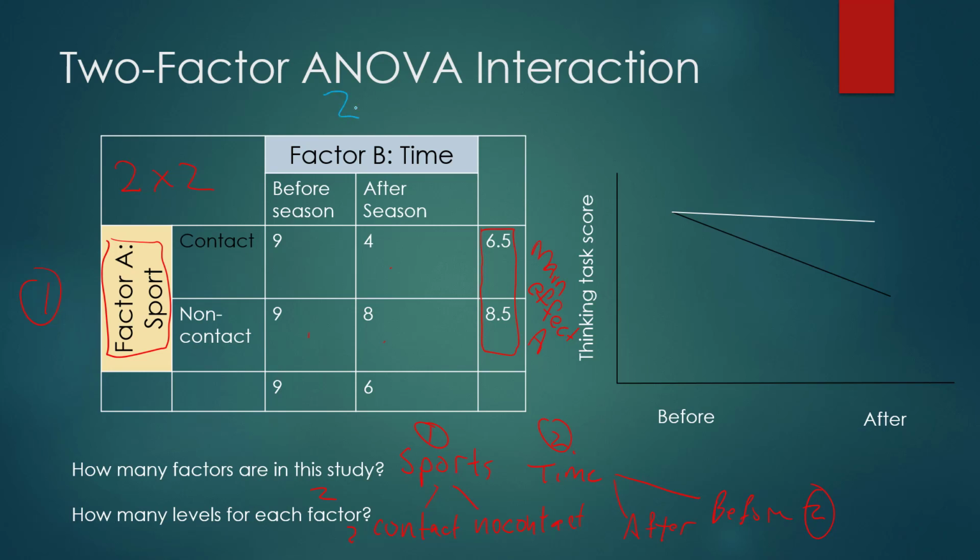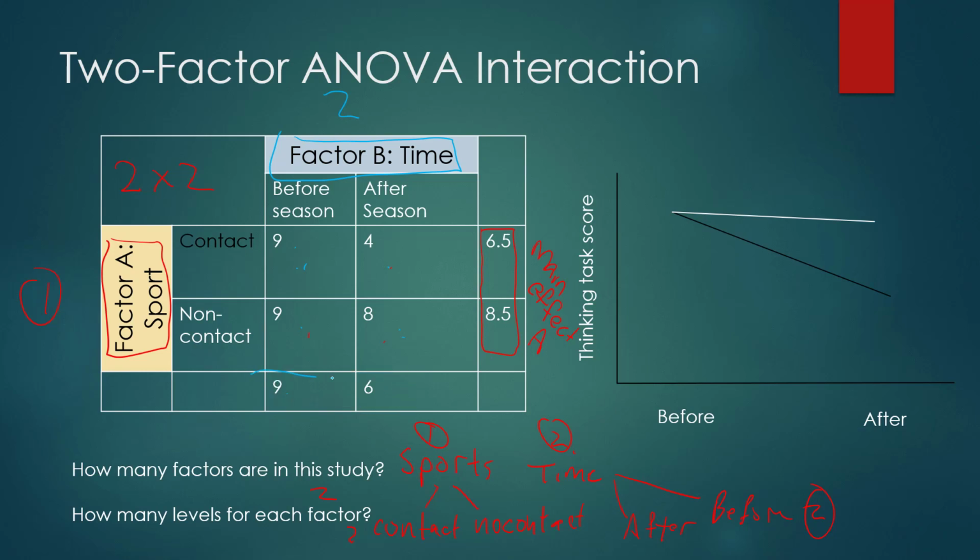Now, for factor B, I'm going to change the colors here. Factor B is time. So for factor B, we're going to look at the column means. Again, we wouldn't look in here because these means for time are dependent on the type of sport. We want to say, regardless of the type of sport, does time make a difference? Are conceptual thinking scores different before and after the season?